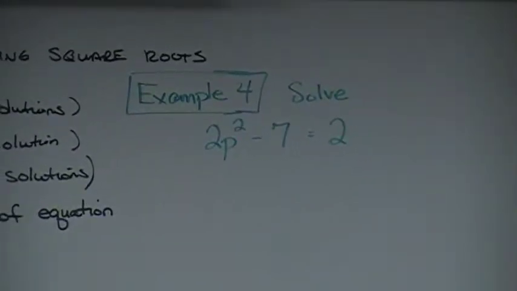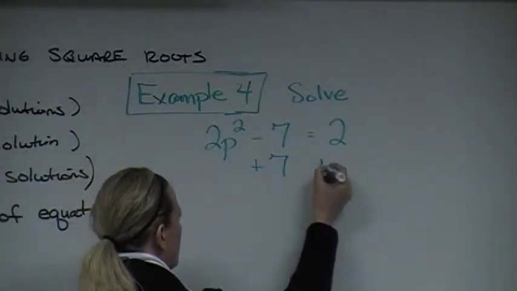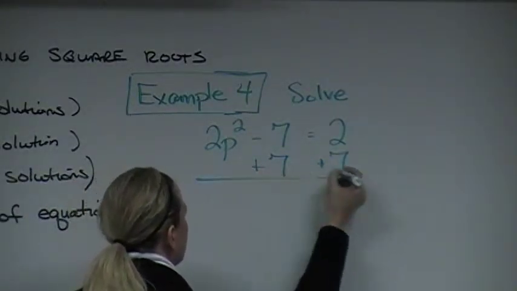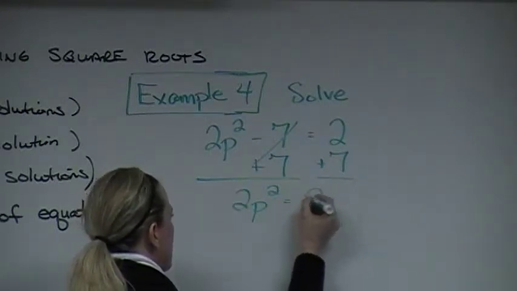Yes, correct. Add 7. So we want to isolate the square. We always add or subtract before we multiply or divide. So we're going to add 7 to both sides, as Tom said. We get 2p squared equals 9.